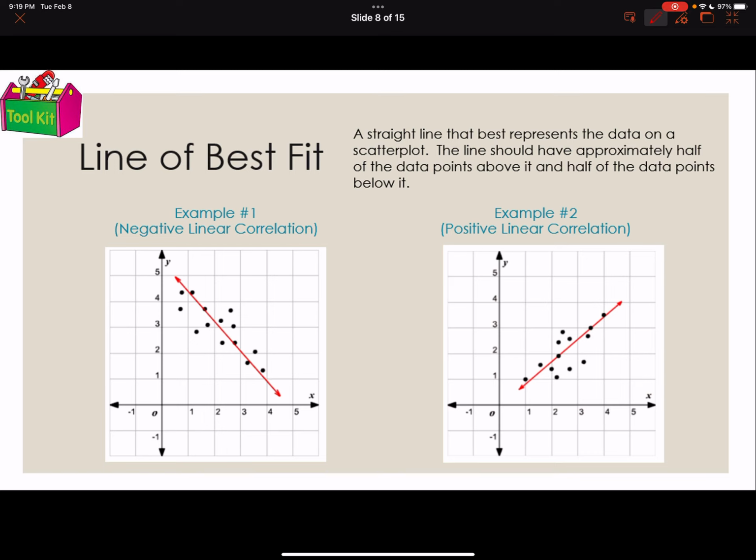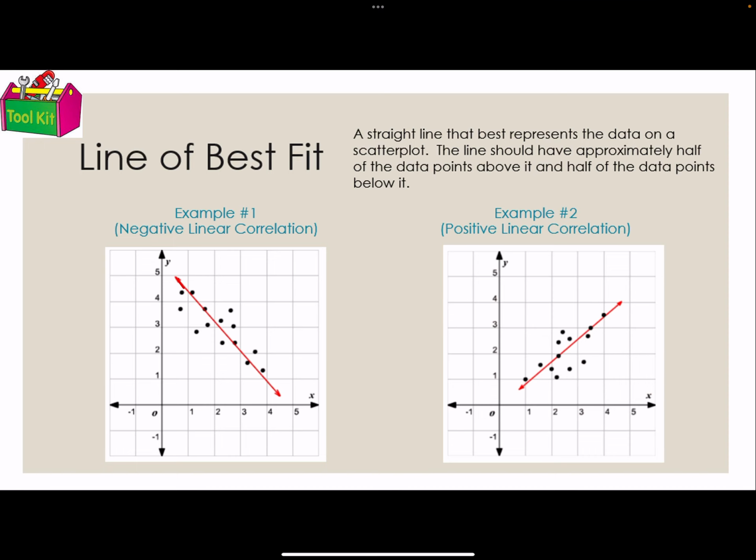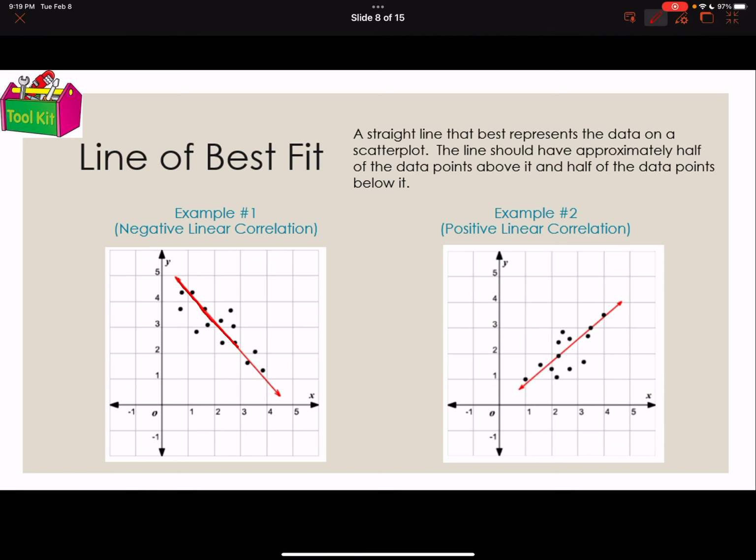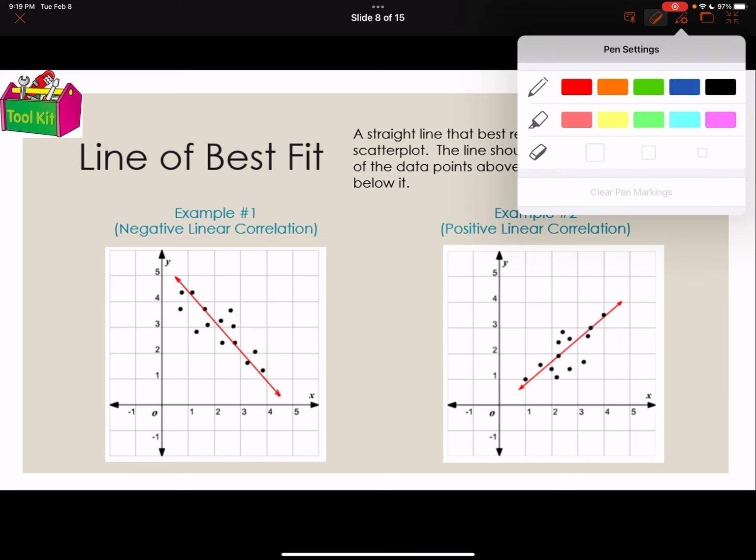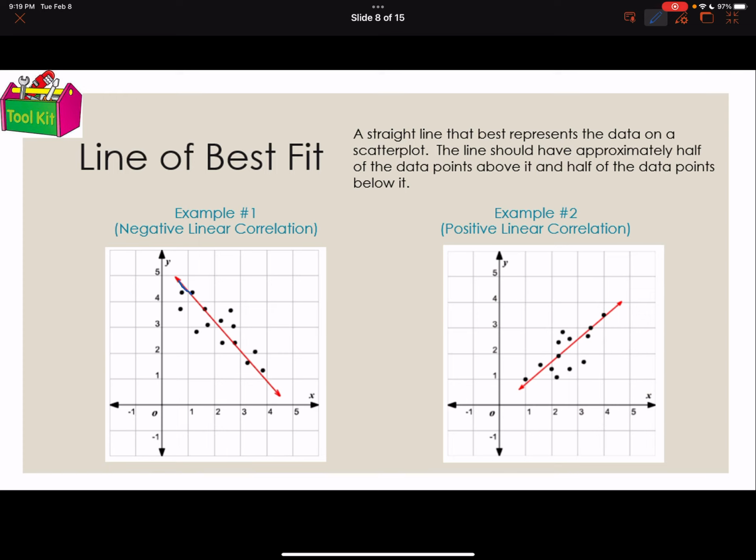So here are two examples. Example 1 has a negative linear correlation. Because if I move from left to right along this line, the line's going down, right? So it has a negative linear correlation. That line that we've been drawing through the middle of the points, that's what we call our line of best fit. And in example 2, from left to right, my line is going up in a positive direction, so it's a positive linear correlation, right?